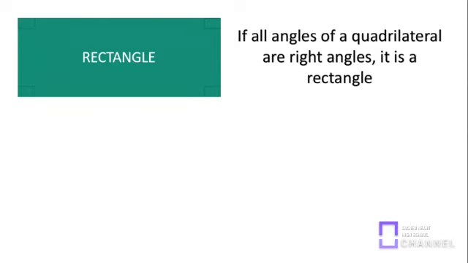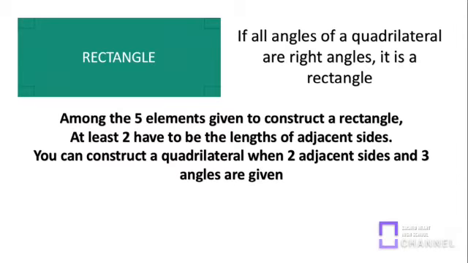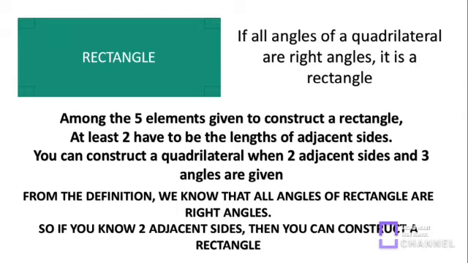Rectangle. If all angles of a quadrilateral are right angles, it is a rectangle. Among the 5 elements given to construct a rectangle, at least 2 have to be the lengths of the adjacent sides. You can construct a quadrilateral when 2 adjacent sides and 3 angles are given. From the definition, we know that all angles of a rectangle are right angles. So, if you know 2 adjacent sides, then you can construct a rectangle.